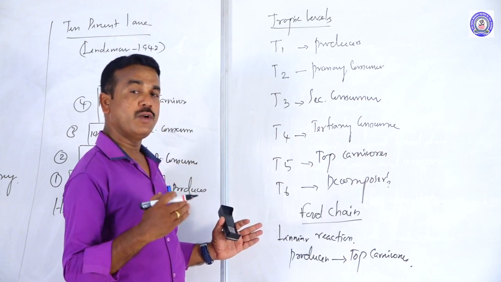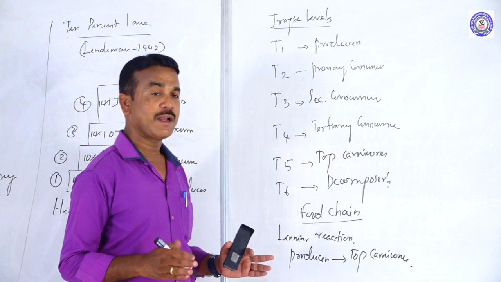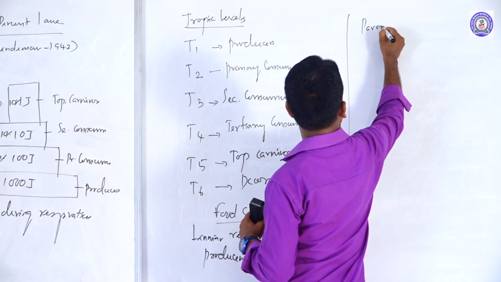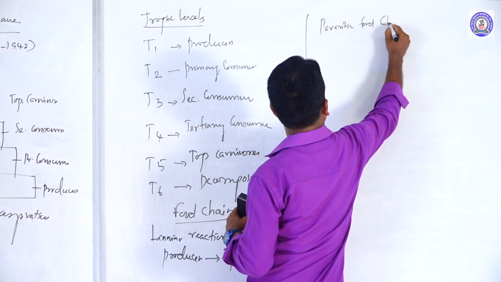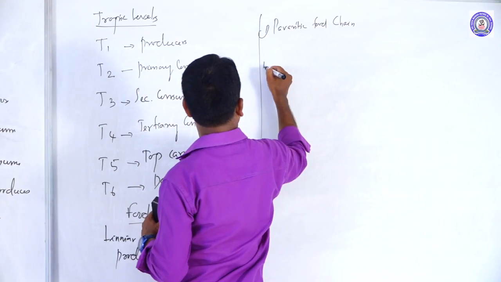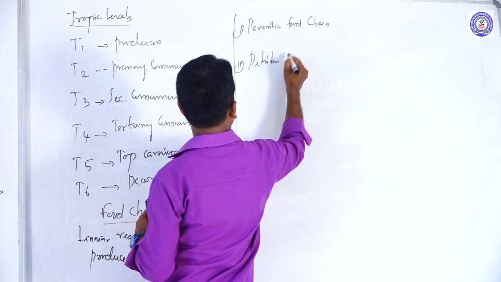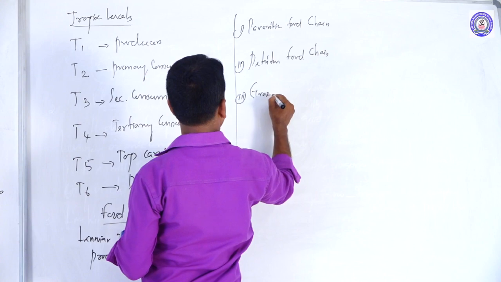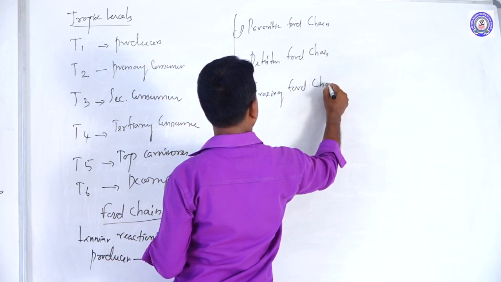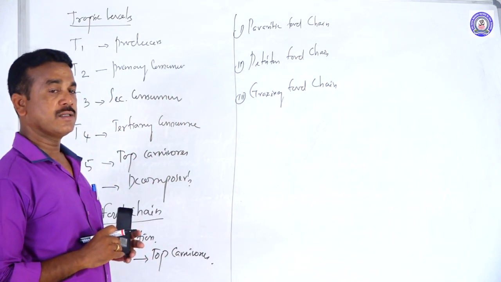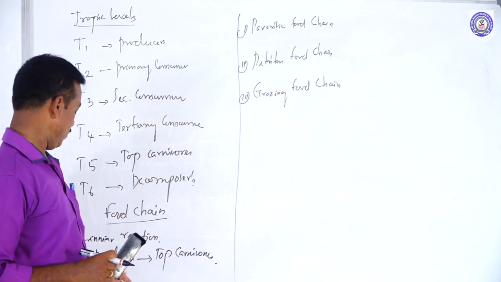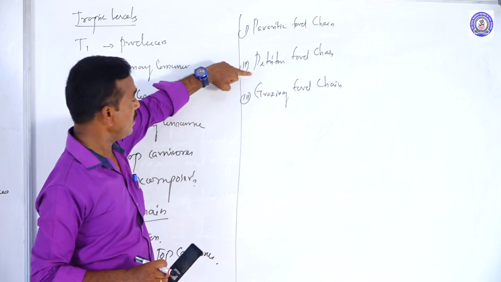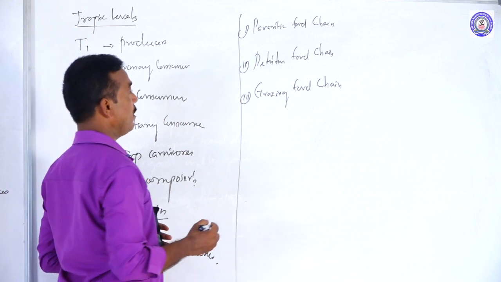Based on the transfer of food energy through successive levels, the food chain can be classified into 3 types, namely parasitic food chain, detritus food chain, and grazing food chain. So the food chain can be classified into 3 types based on transfer of energy from producers to top carnivores. Let me classify and record the first one, called the parasitic food chain.